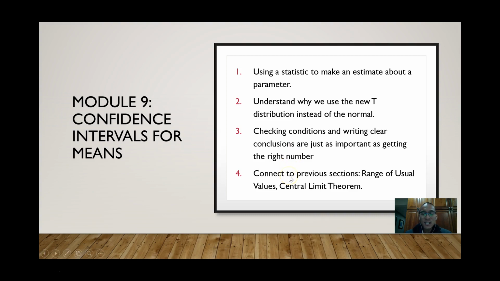Lastly, just take the time to make sure we can connect what we're learning now to the previous sections. So for example, you've seen that we've found that a range of usual values are often within 2 standard deviations of our mean. Well, that idea is going to come back today to help us build these intervals that are going to help us make an estimate for a parameter.